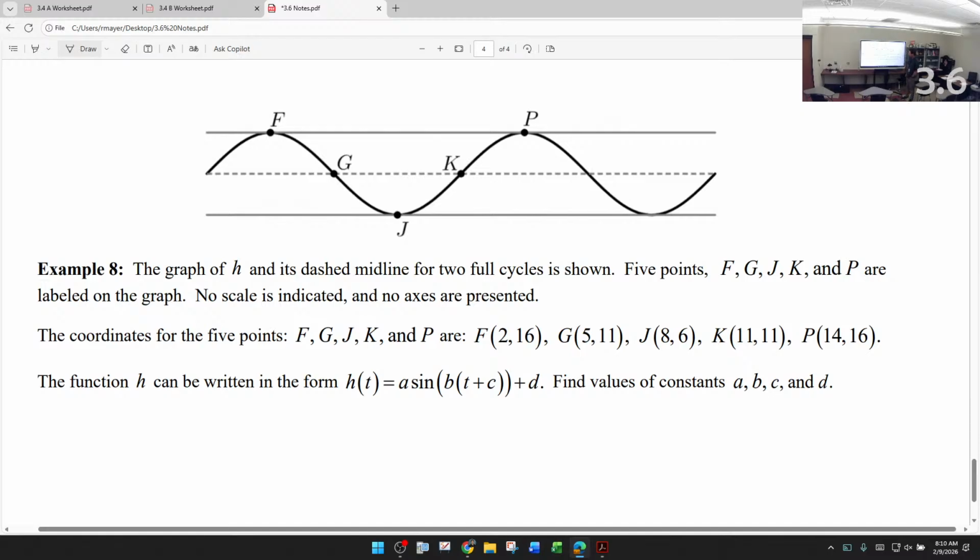The graph of H and its dashed midline for 2 cycles is shown. 5 points, F, G, J, K, P, are labeled on the graph. No scale is indicated. The coordinates of the 5 points are given. So let's talk about that before we go much further, because I don't think they have to give me J, K, and P. I don't think they have to give me that because, well, they didn't tell me it's a sinusoidal function.